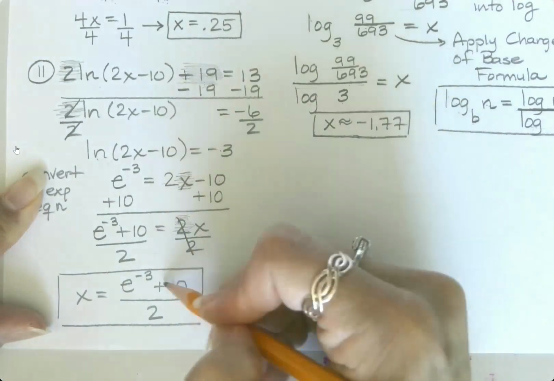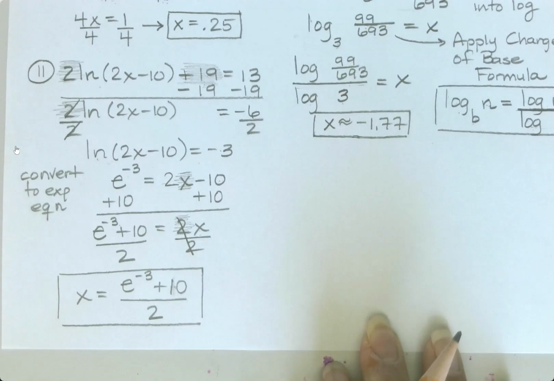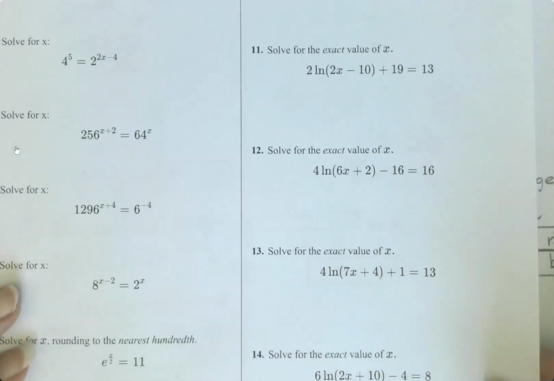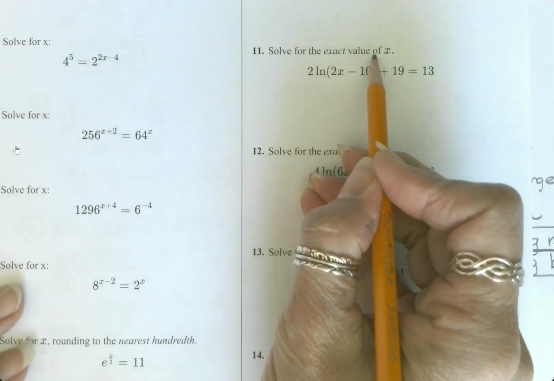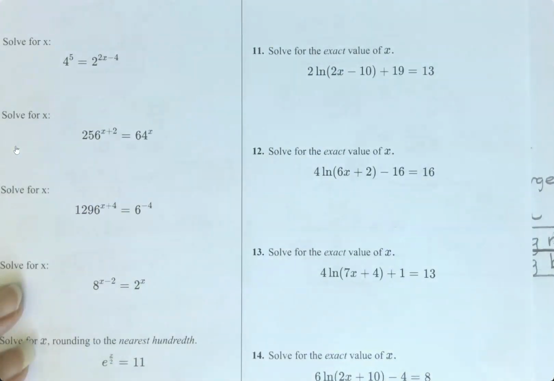Why are we not putting it into the calculator to get a rounded answer? Because in number 11's instructions, they specifically told us to provide exact values of x. Exact value means do not round.